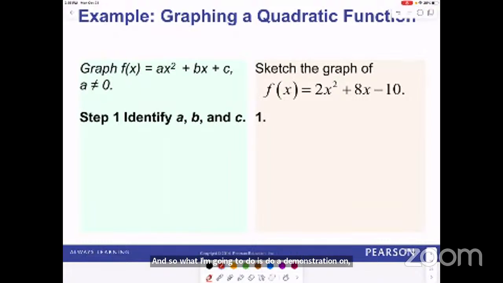We're going to use the technique of completing the square. Completing the square is one of those factoring techniques that we expect you to have some level of familiarity with. That's one of those concepts that we expect you to know.